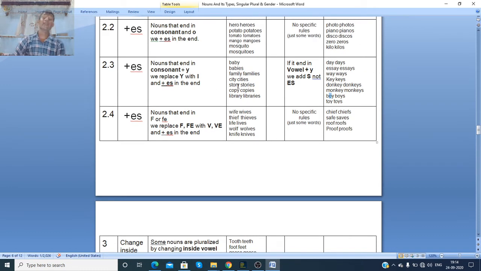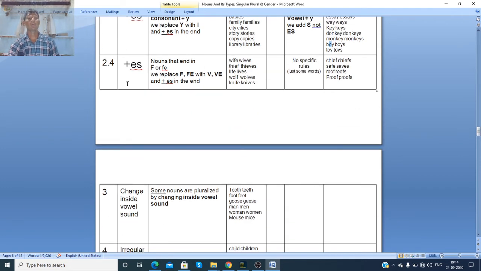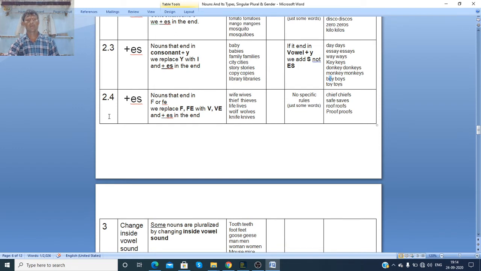So nouns that end in a consonant plus Y, we replace Y with I and add ES. But nouns that end in a vowel plus Y, like days, essays, ways, keys, monkeys, boys, toys, we simply add S. Don't replace anything. We simply add S at the end of the word to make them plural. And rule 2.4 is nouns that end in F or FE. We replace F and FE with V and add S or ES.